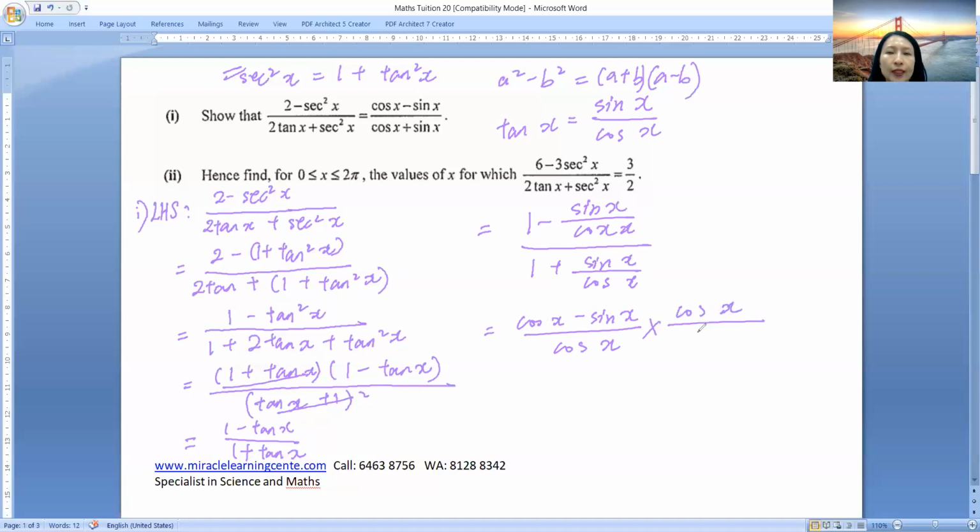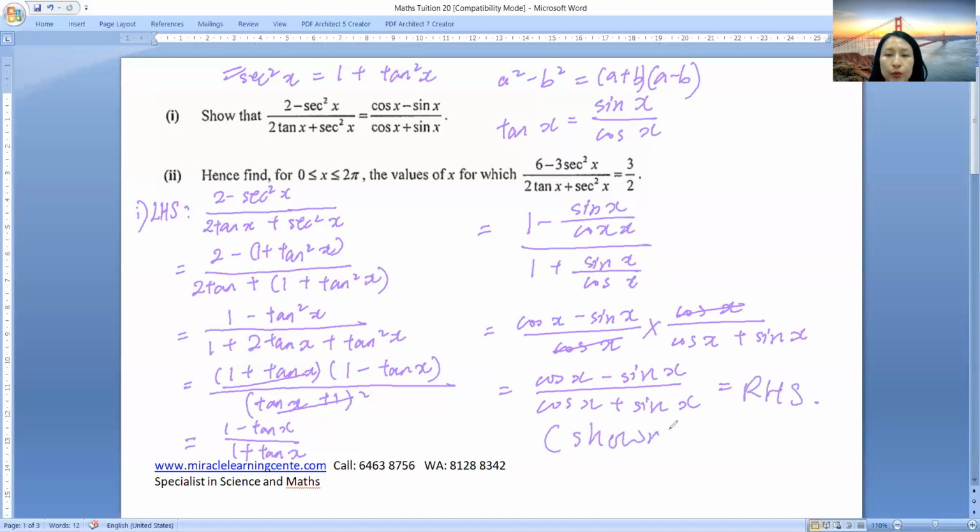(cosine x plus sine x) divided by cosine x. So you see that the two cosine x, we can actually cancel it off. So we actually have cosine x minus sine x divided by cosine x plus sine x. So this is actually equal to the right-hand side. So we have proven it. Okay, so that's for part 1.